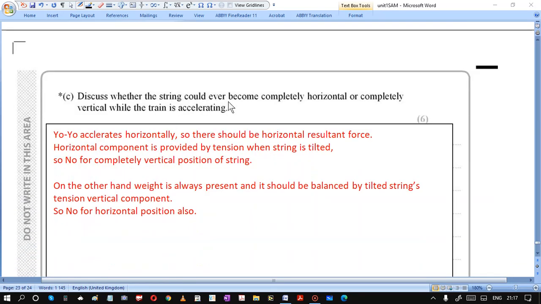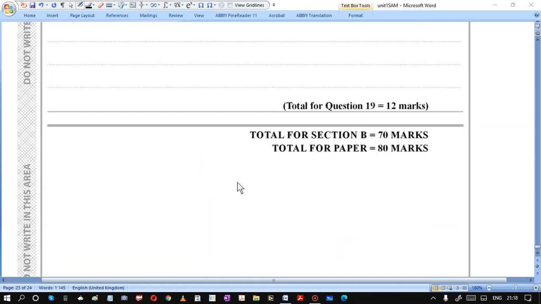Discuss whether the string could ever become completely horizontal or completely vertical while the train is accelerating. The train accelerates horizontally, so there should be a horizontal resultant force. The horizontal component is provided by tension when the string is tilted. So no for a completely vertical position of the string. On the other hand, weight is always present and it should be balanced by the vertical component of the tilted string tension. So no for the horizontal position also. Paper is over.